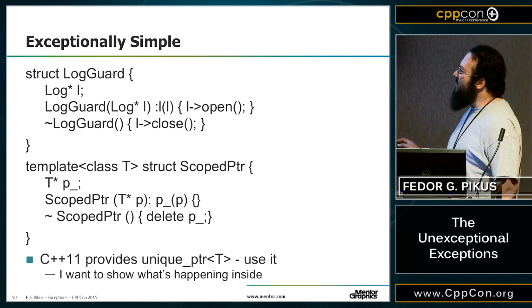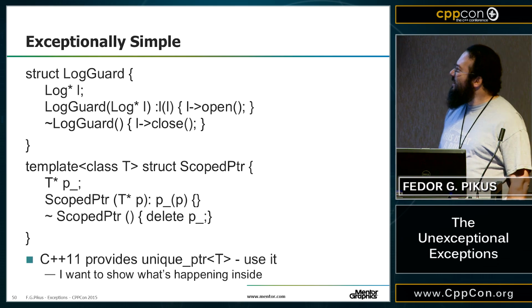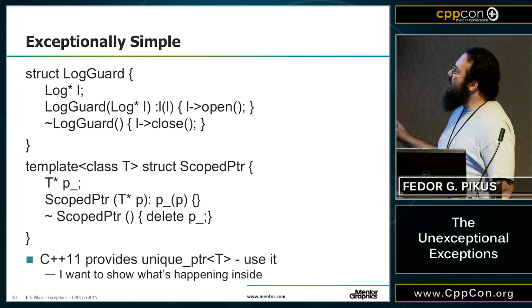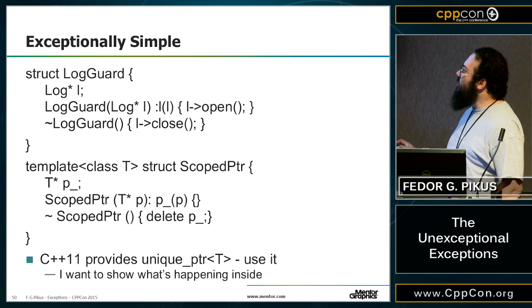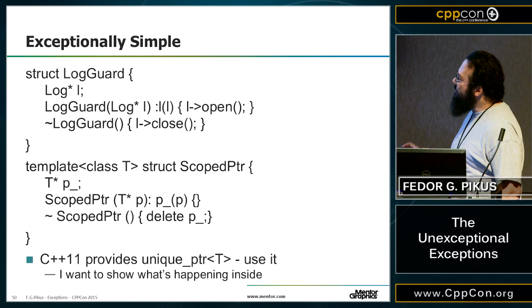And you would use unique pointer in reality. So first of all, we have this log guard that in the constructor opens the log, in the destructor closes the log. And then we have basically a unique pointer, which I call scoped pointer here. The constructor just grabs the value of the pointer and the destructor deletes it.